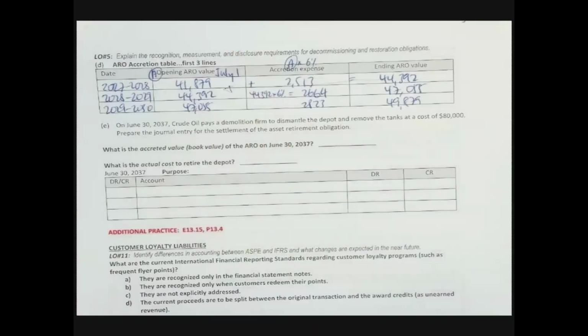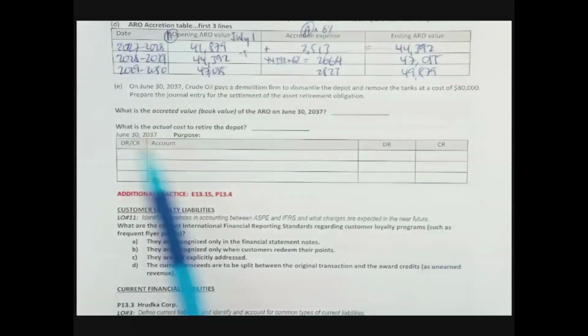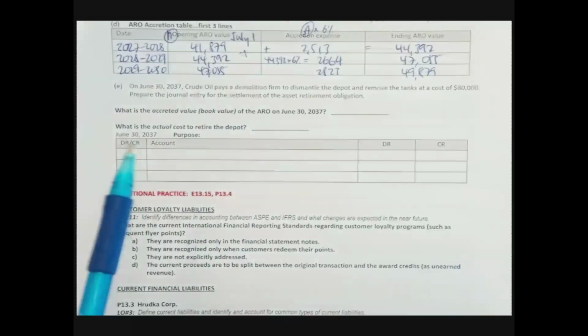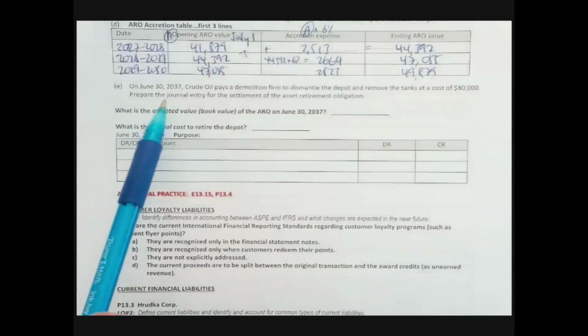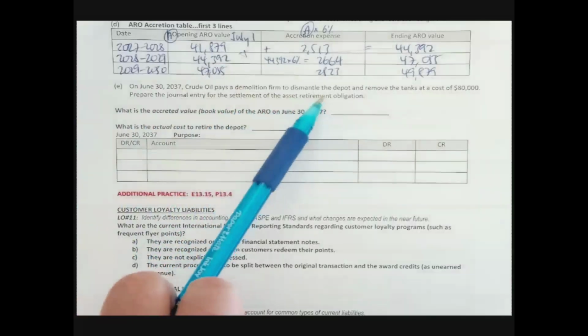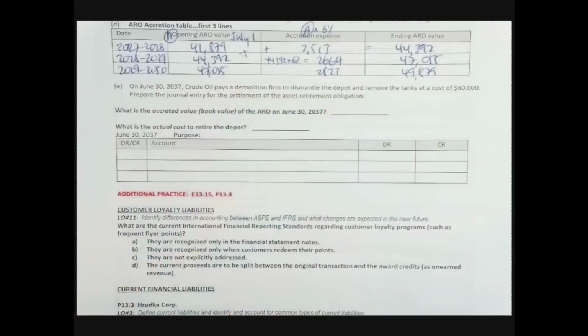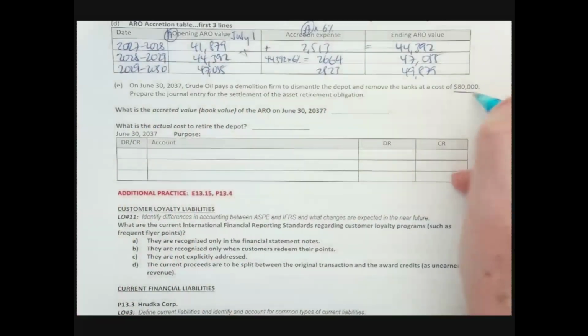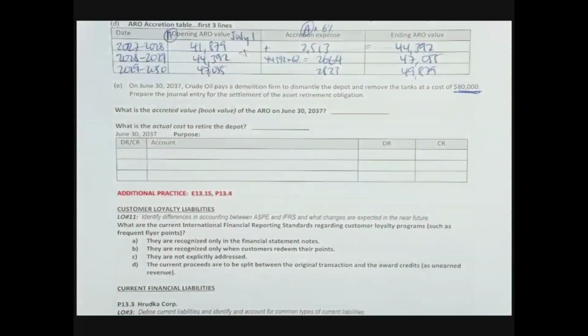Okay. Here we are. Fast forward 10 years. It's June 30th, 2037. Crude oil pays a demolition firm to dismantle the depot and remove the tanks, and it cost 80. They estimated 75, it actually cost 80. Not bad from 10 years back. Not a bad estimate. Good job.